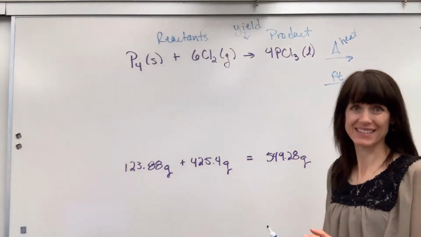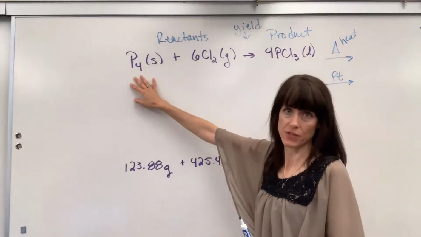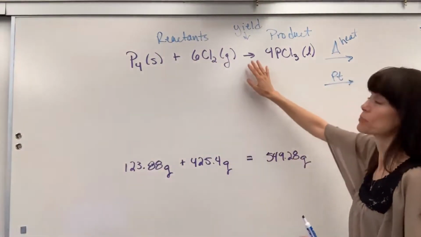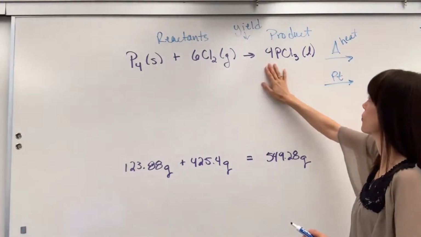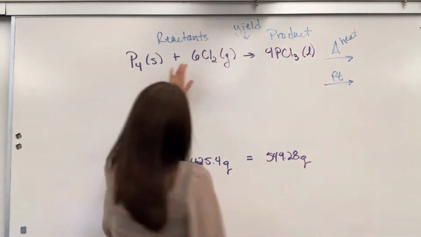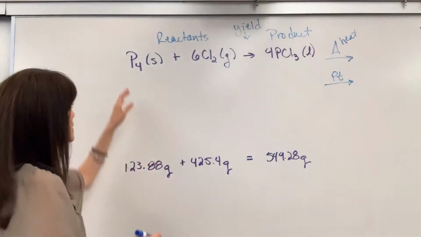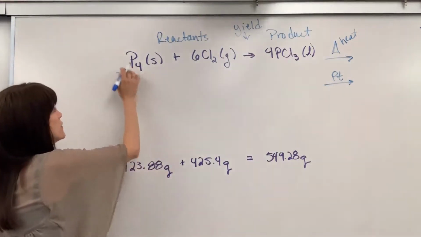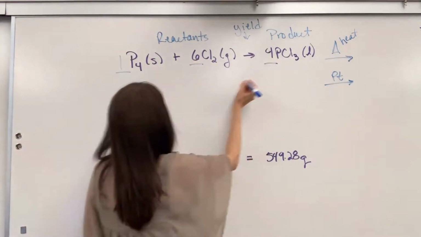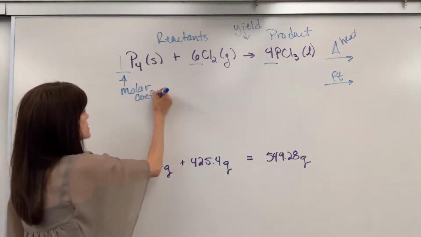Now, to read this, this is how we would read it. We would say 1 mole of phosphorus, this P4, reacts with 6 moles of chlorine gas to produce, or yields, 4 moles of phosphorus trichloride. Now notice the large numbers here, I use the word mole. These right here are called molar coefficients. There's understood to be a 1 in front of this phosphorus, there's a 6 and the 4. So again, those are called molar coefficients.